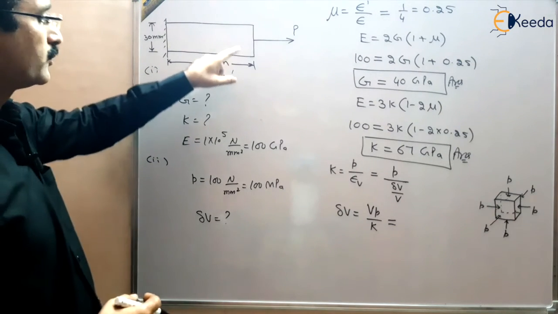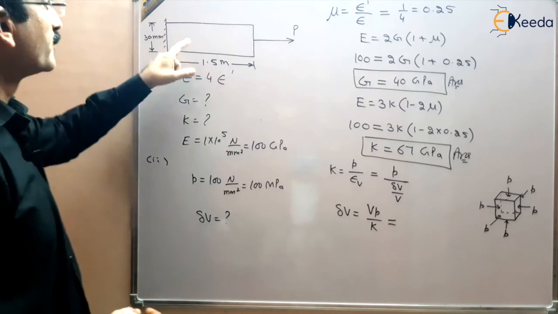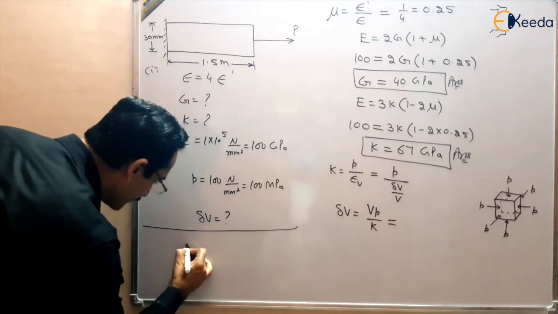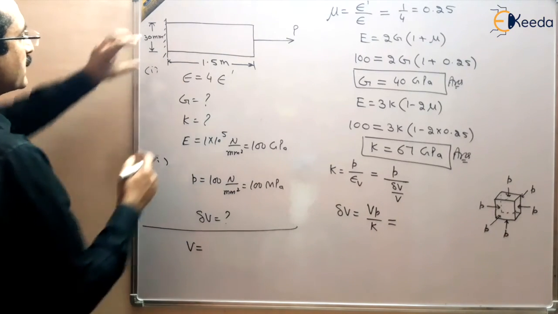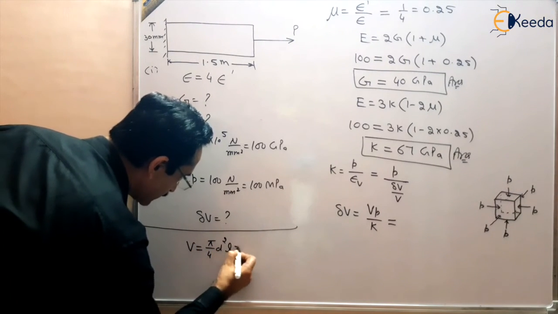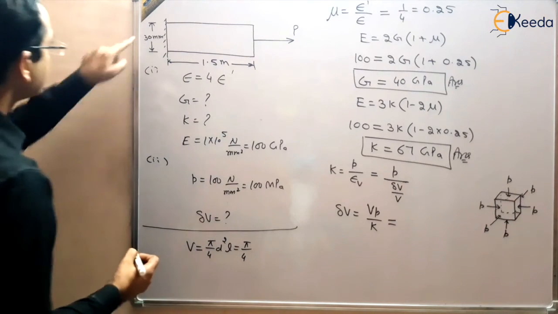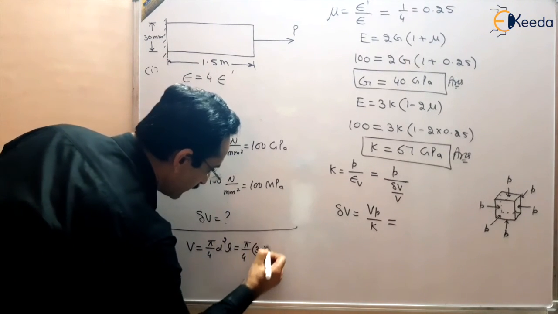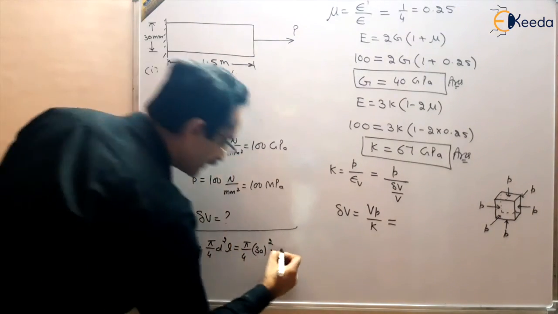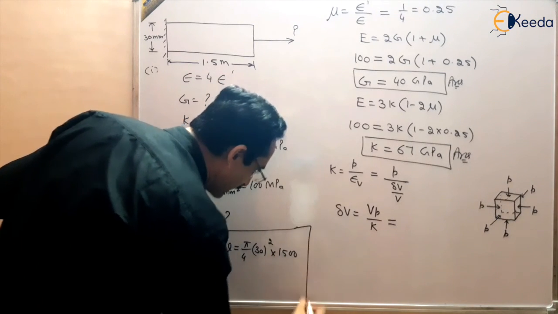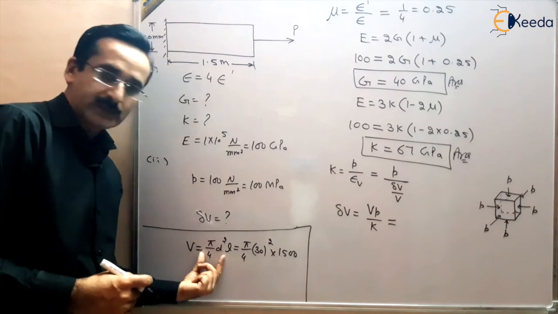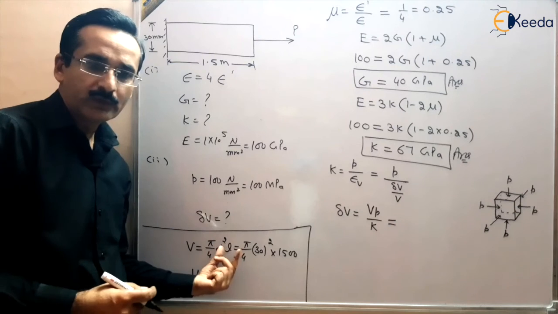From here we can find out the volume of this body, right? And what is volume? Volume is cross-section area multiplied by length, so this is pi by 4 d square multiplied by the length. So this will be equal to pi by 4, d is 30. We can take millimeter square so that the answer comes in millimeter, multiplied by length. Length is 1.5 meter, meaning 1500 mm. So you will get the volume of the body as cross-section area multiplied by length.